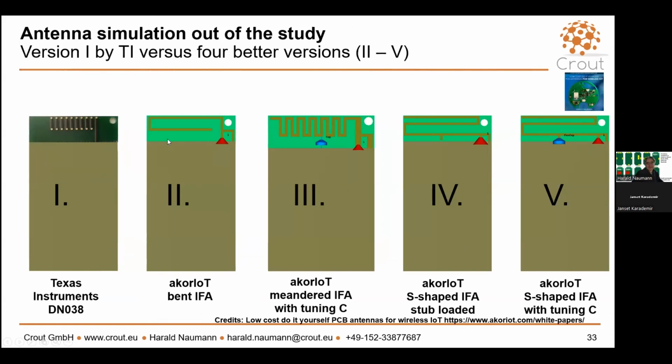And in the study, you will find 4 results that are better than the TI design without using more board space. This is an F antenna with a bending. This is an F antenna with a meander and a capacitor to switch. This is an S structure. That S structure is in the end an F antenna as well. And this small stuff, what you see here, is a capacitor.